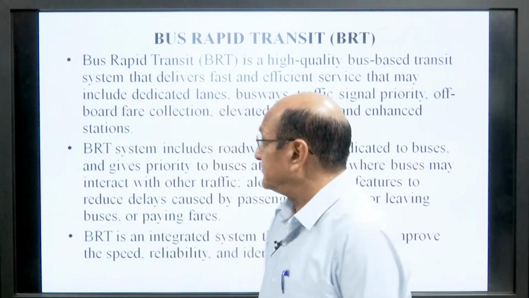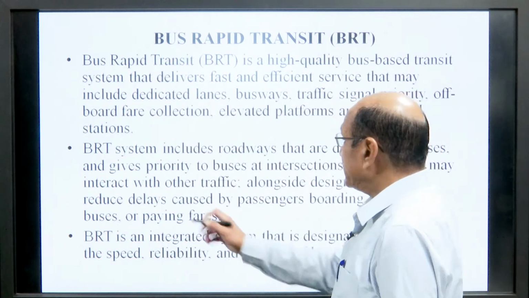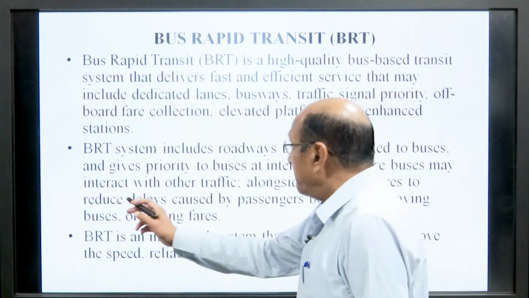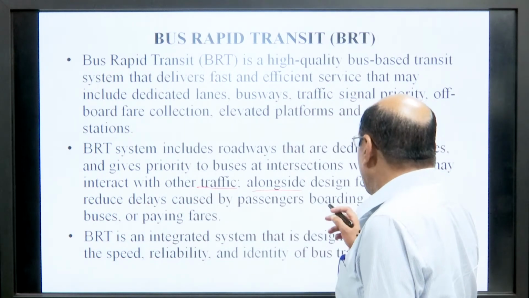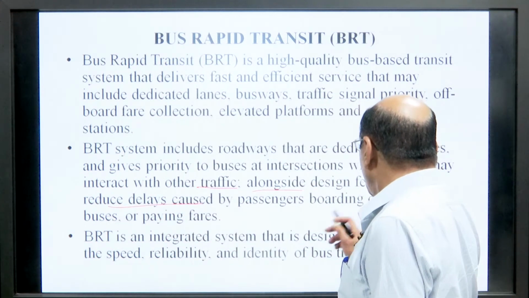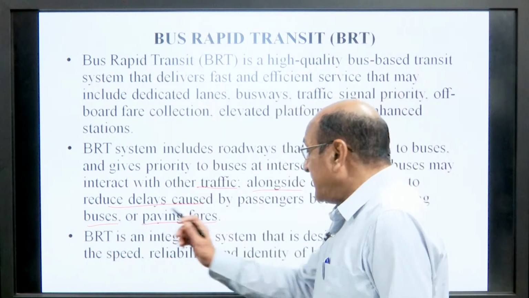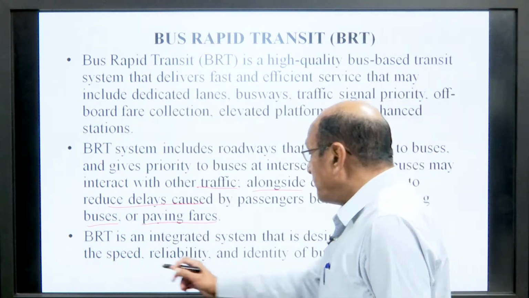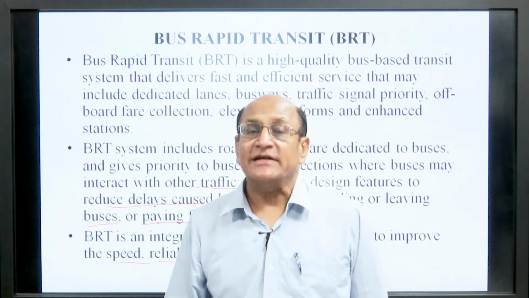BRT systems include roadways that are dedicated to buses and give priority to buses at intersections where the buses may interact with other traffic. Alongside are design features to reduce delay caused by passengers boarding or leaving buses or paying fares. So, BRT is an integrated system that is designed to improve the speed, reliability and identity of bus transit.